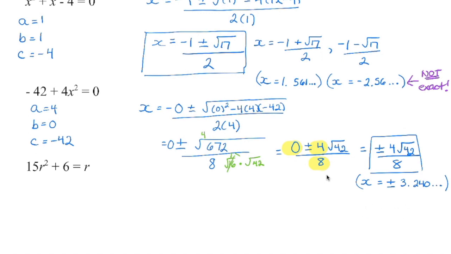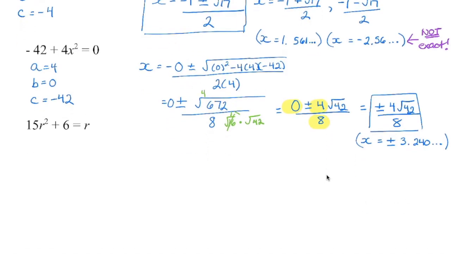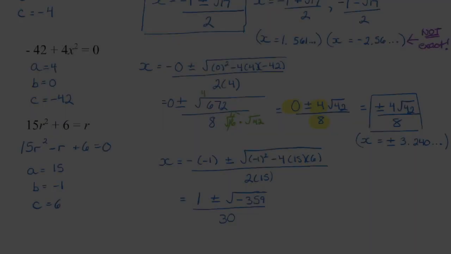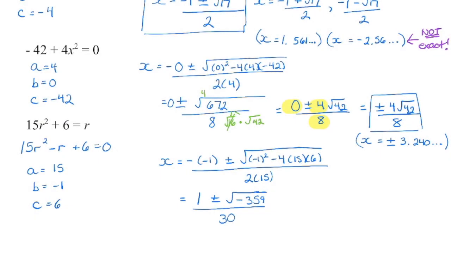I want you to try the last one here. Remember, you're going to put it into standard form first, identify the values for A, B, and C, and then try to substitute them in and correctly simplify. So I want you to actually pause the video, try it, and then once you think you've got the answer, you can come back and check: do you have the correct values for A, B, and C?